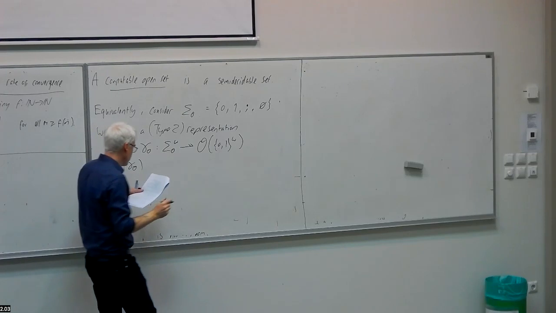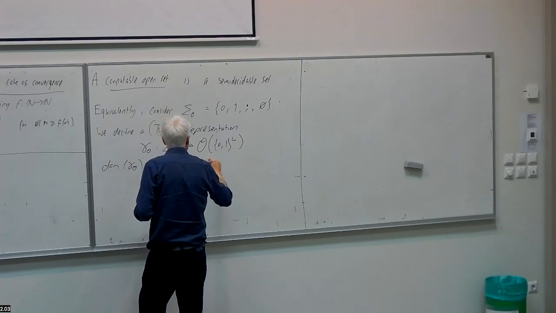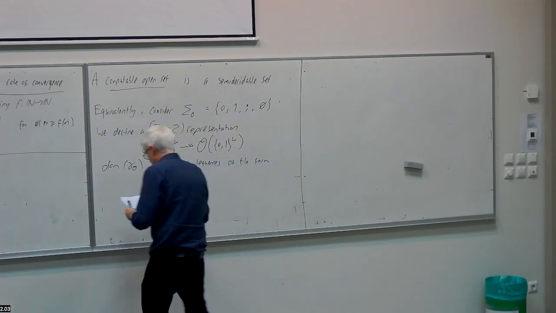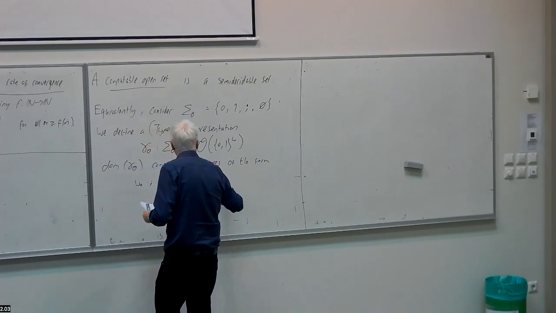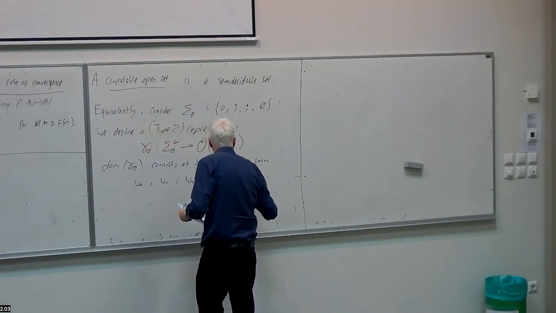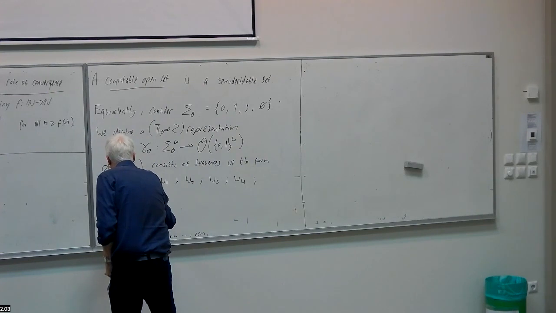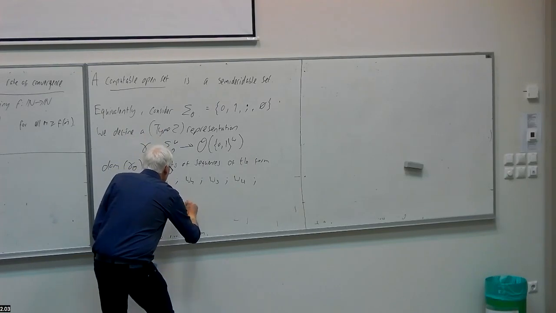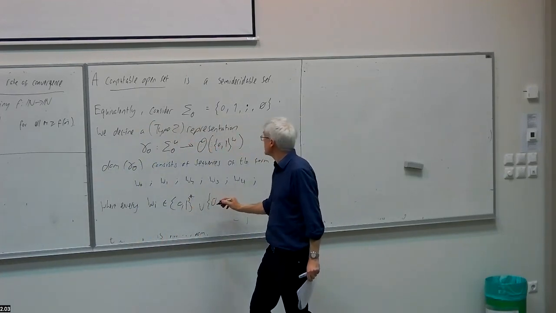the domain of this representation gamma consists of sequences of the form W0 semicolon W1 semicolon W2 semicolon W3 semicolon W4 semicolon, where every W_i is either a binary word, so a finite word over 0, 1, or it's the empty set symbol.